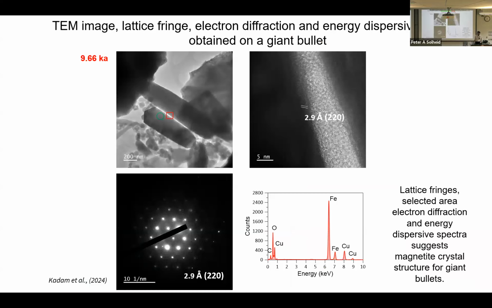To confirm their composition, we did selected area diffraction scanning, and also some EDS spectra. That provided the composition of these crystals. These are magnetite crystals.